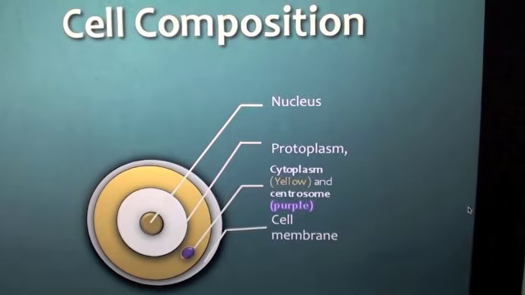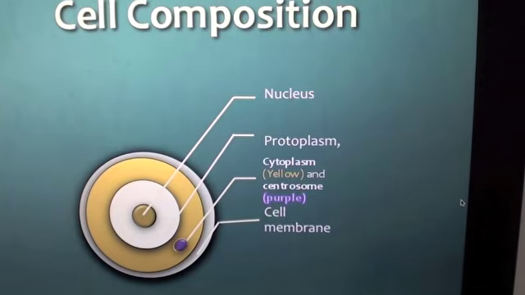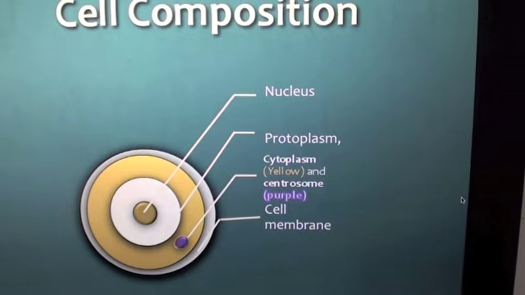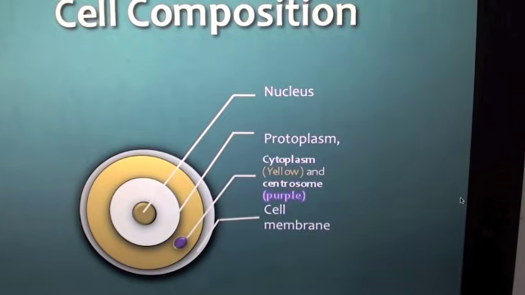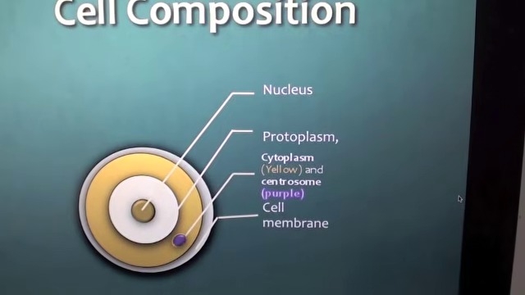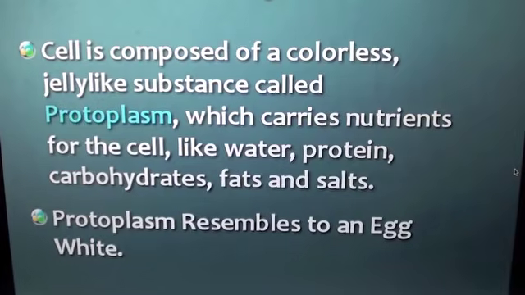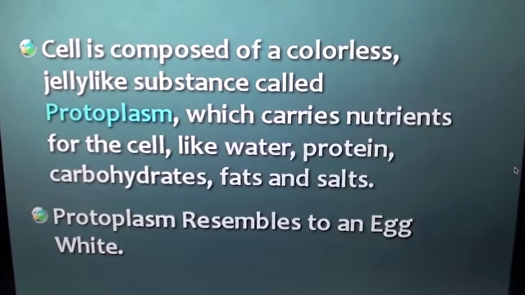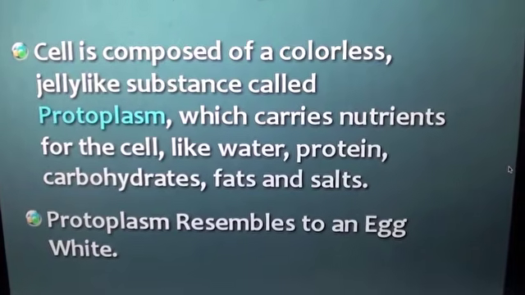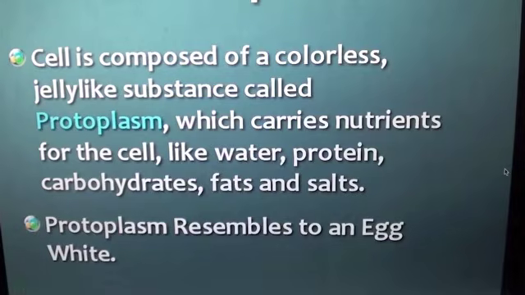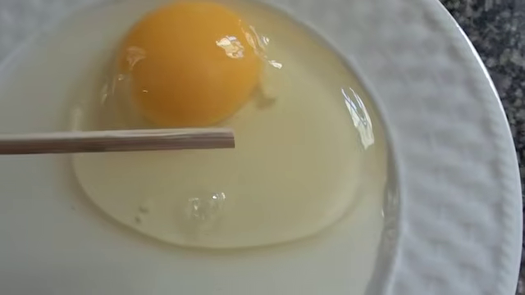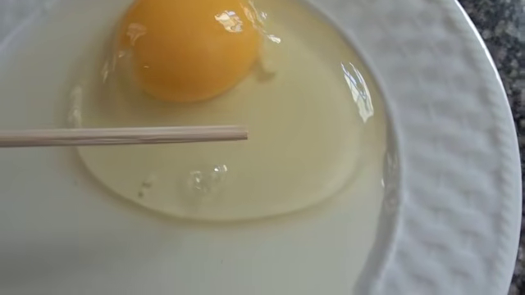A cell is made of nucleus, protoplasm, cytoplasm, which is in yellow in the picture, and centrosome, which is the purple little circle. It is encased in a cell membrane. A cell is composed of a colorless, jelly-like substance called protoplasm, which carries nutrients for the cell, like water, protein, carbohydrates, fats, and salts. Protoplasm resembles the egg white.